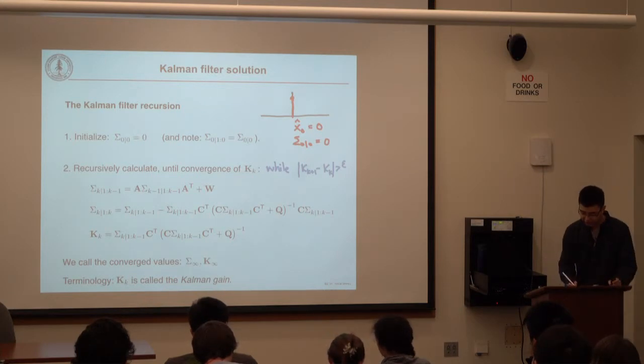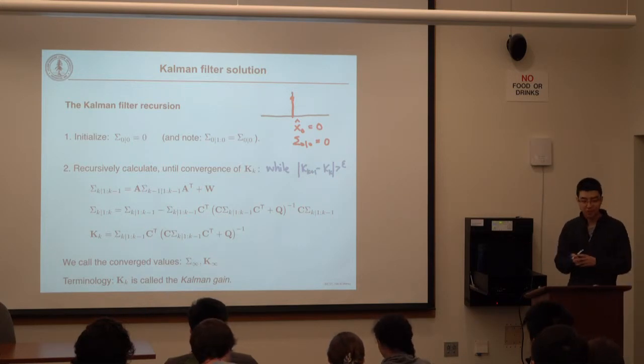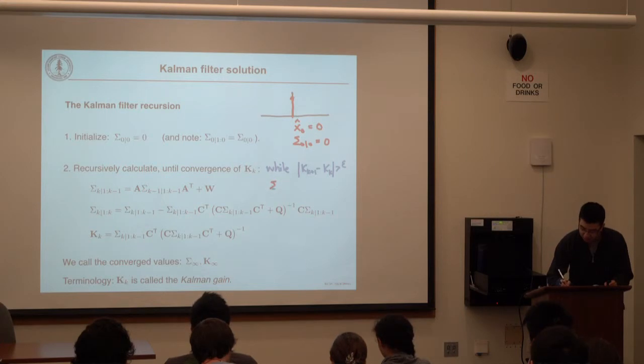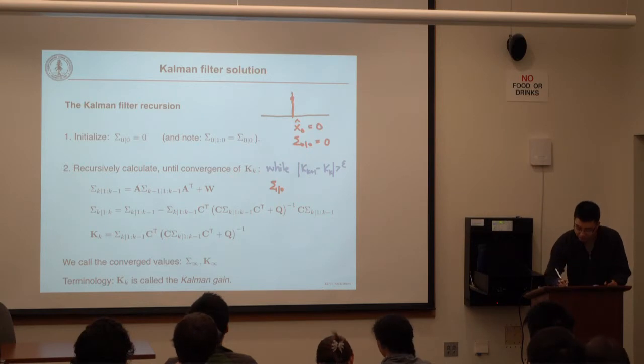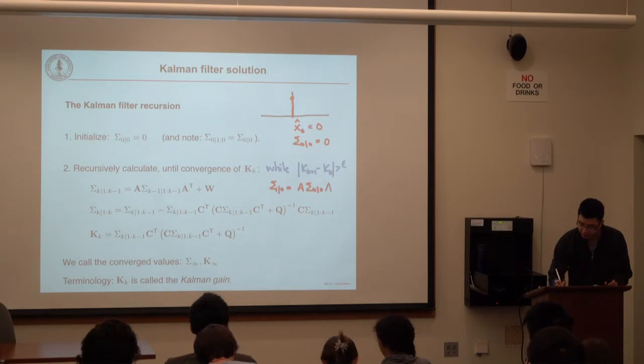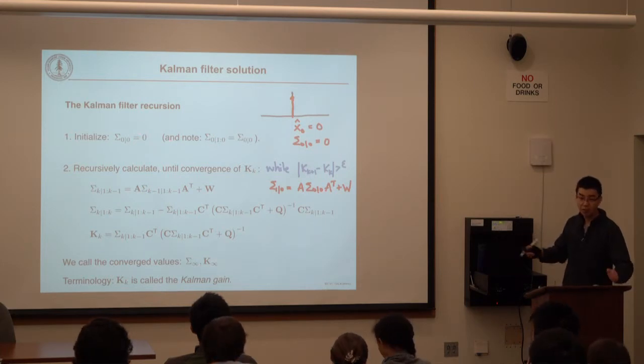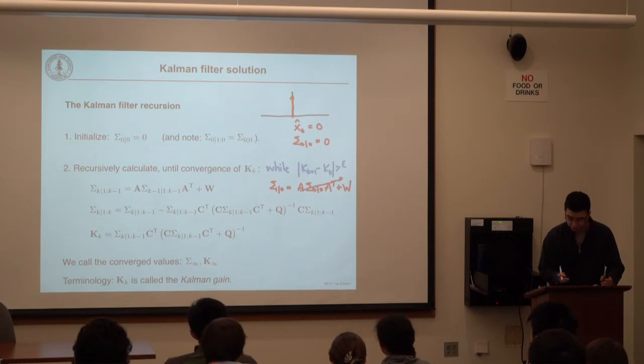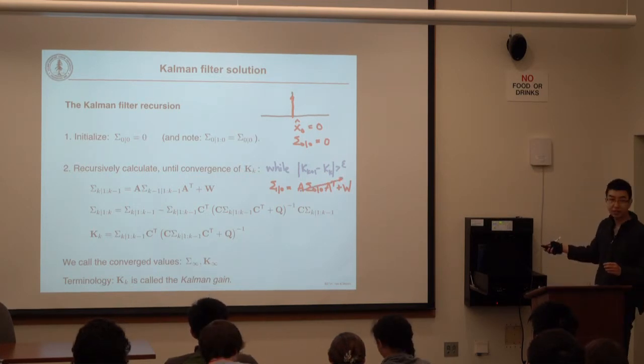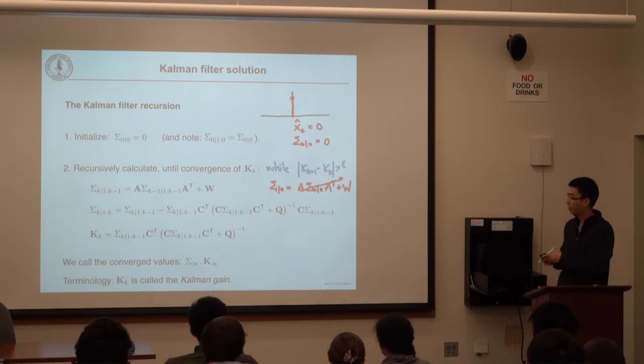Very concretely, if we set k equals 1 for the first time bin, we would say that sigma 1 given 0 is equal to A sigma 0 given 0, A transpose, plus W. And we know what sigma 0 given 0 is. It's just equal to 0, and so this term would cancel out. We would have that sigma 1 given 0 is equal to W. At that point, we've calculated sigma 1 given 0, and then we would proceed to the next equation.